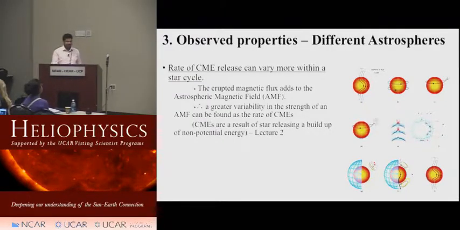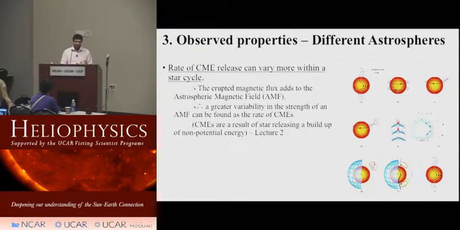The rate of CME release can vary, therefore, with solar cycle. It varies with our solar cycle. It is therefore fair to say that it will vary for other astrospheres. And so if you have a different rate of CME release, then you have a different amount of magnetic flux that's being added into the interplanetary medium. I say interplanetary, it's astrospheric magnetic field. And so then you have a greater variability from solar maximum to solar minimum.